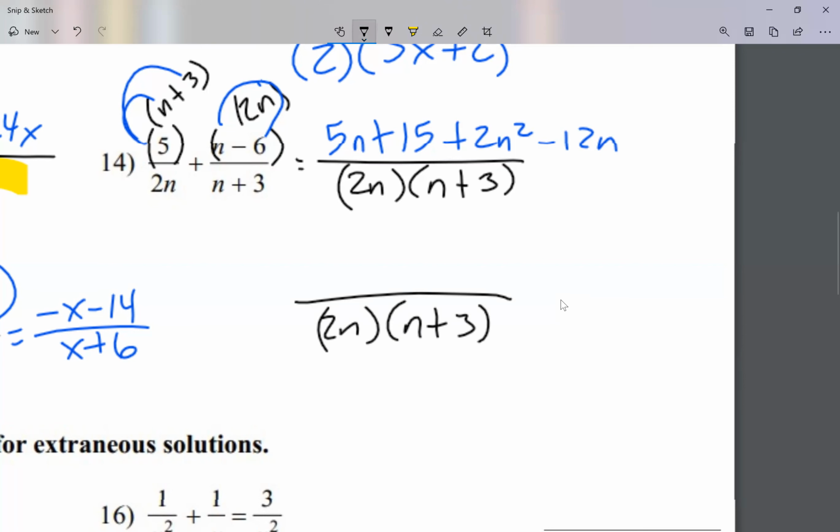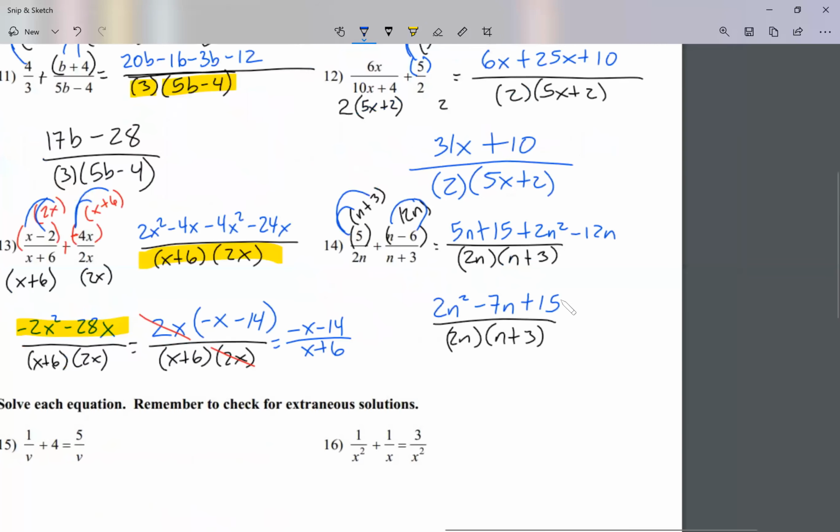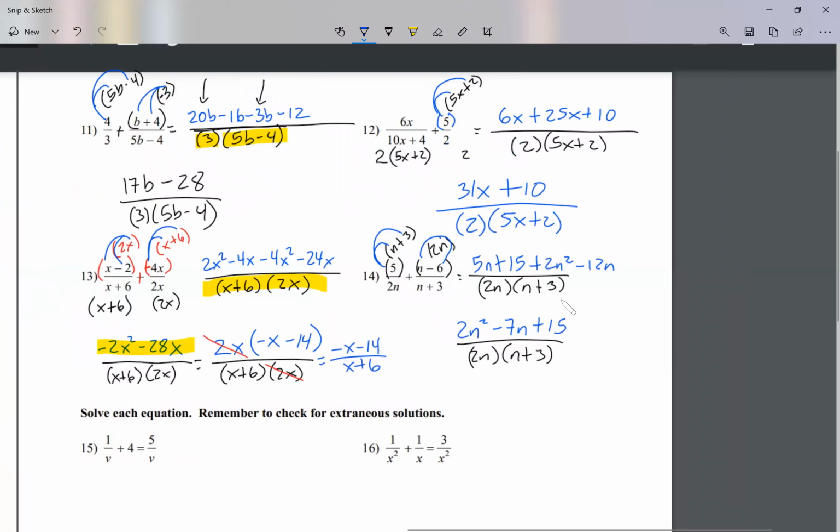That's fine. Let me combine my like terms on the top. So the highest exponent is 2n squared. When it comes to n, I see a 5n minus 12n. So let me call that minus 7n. And then there's a plus 15. That's it. Make sure you get your common denominator. And then you can work that out.